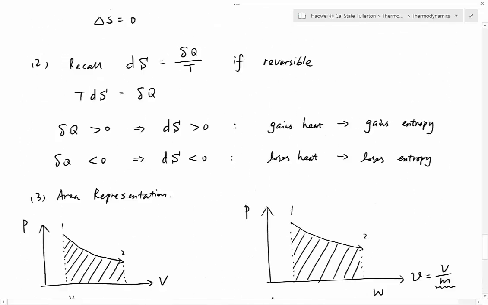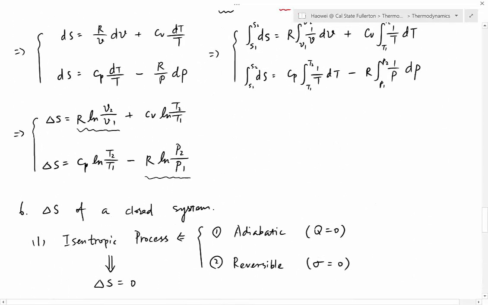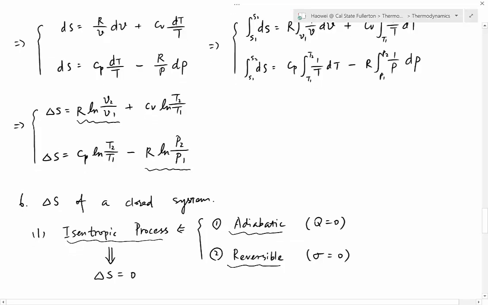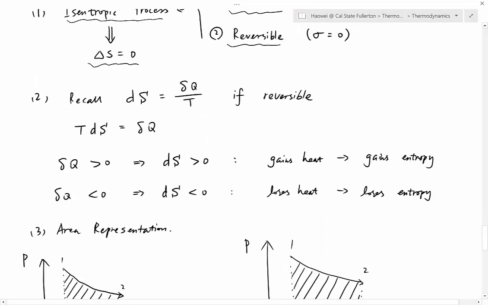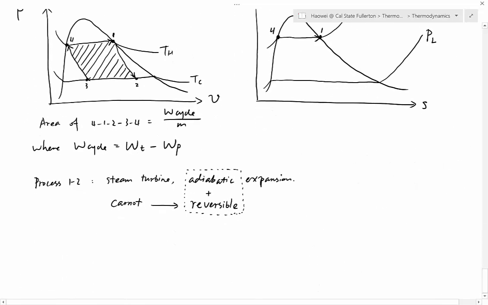Let's go back if you forgot. If the process is adiabatic and also reversible, then this process is isentropic. And what's so nice about an isentropic process? Entropy does not change. So now we do satisfy those 2 requirements, so what we have here is actually an isentropic process. And if it's isentropic, delta S is equal to 0.